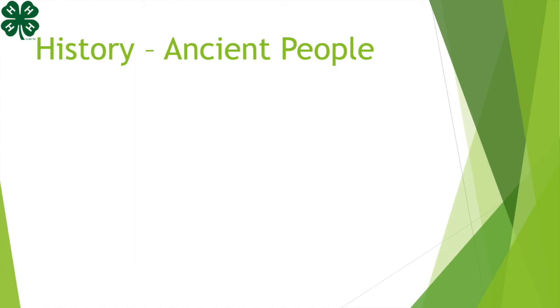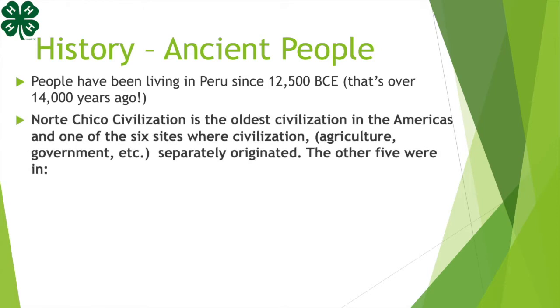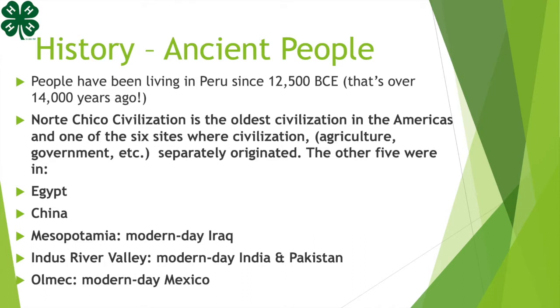Let's move on and talk about the ancient people of Peru. People have been living here since 12,500 BCE, over 14,000 years ago. The Norte Chico civilization is the oldest civilization in the Americas and one of the 6 sites where civilization separately originated. The other 5 places where civilization emerged were in Egypt, China, Mesopotamia, the Indus River Valley, and Olmec.